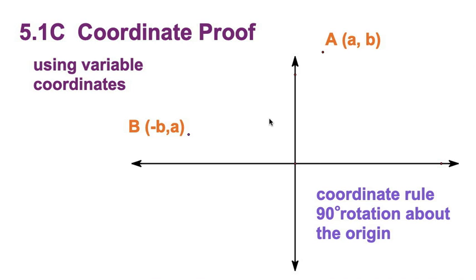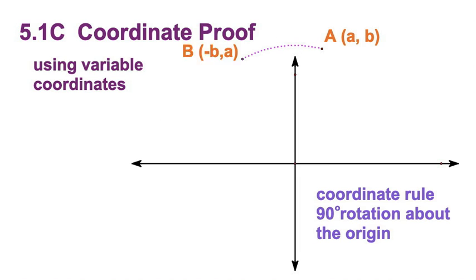All right, well, today's topic of coordinate proofs, I want to point out that we've already seen this a little bit before. Remember when we learned about, for example, the rotation, 90 degrees about the origin? We said the rule (a, b) maps to (-b, a). That is a form of having variable coordinates. So let's get right to it.